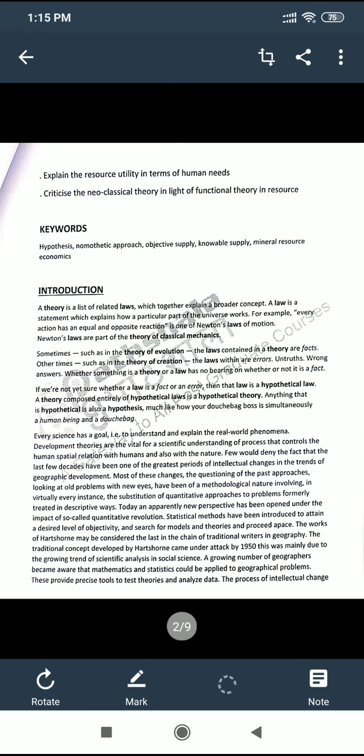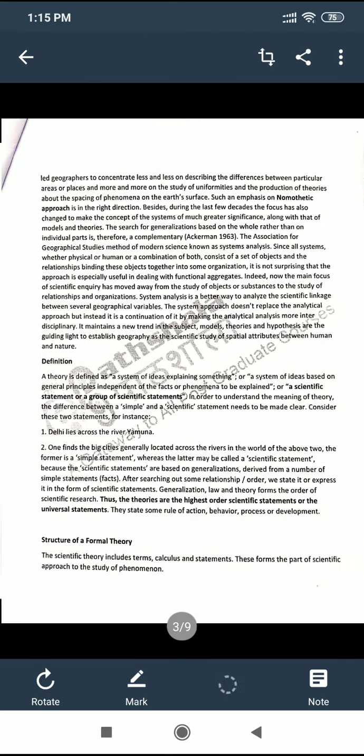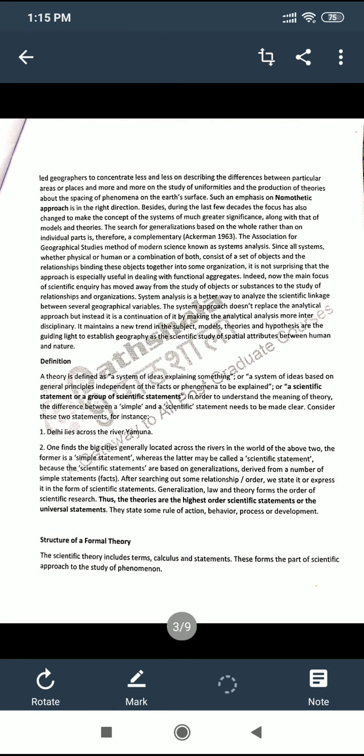This was mainly due to the growing trend of scientific analysis in social science. A growing number of geographers became aware that mathematics and statistics could be applied to geographical problems. These provide precise tools to test theories and analyze data. The process of intellectual change led geographers to concentrate less on describing the differences between particular areas or places and more on the study of uniformities and the production of theories about the spacing of phenomena on the earth's surface.